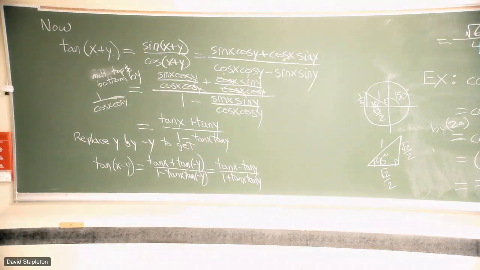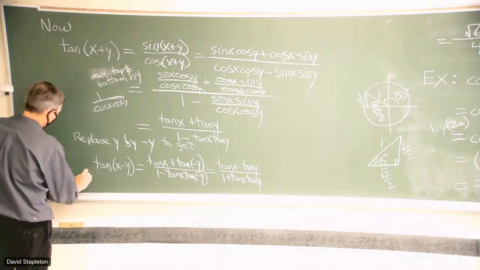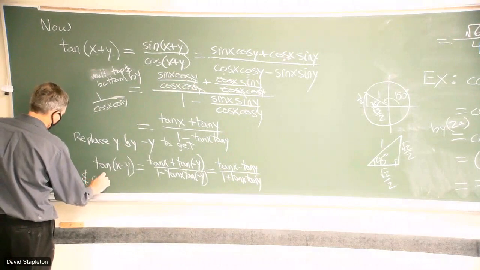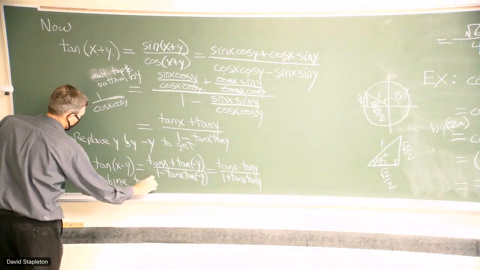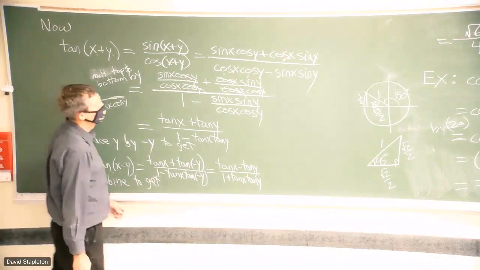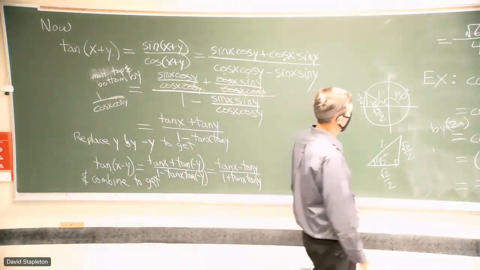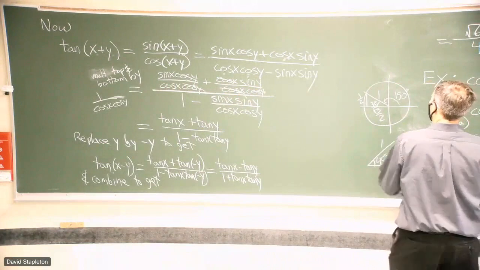So there's a tangent formula for the difference. And then you can combine these because it's easy to remember that way. And we can call these 3a and b. Now we've got the ones for the tangents.